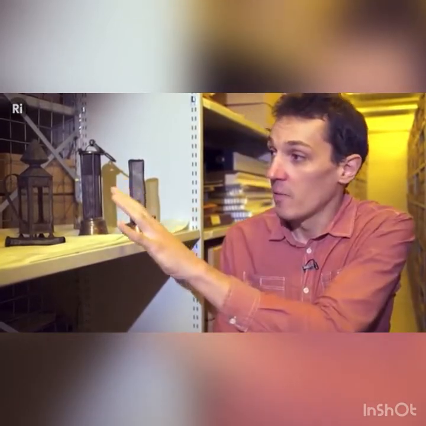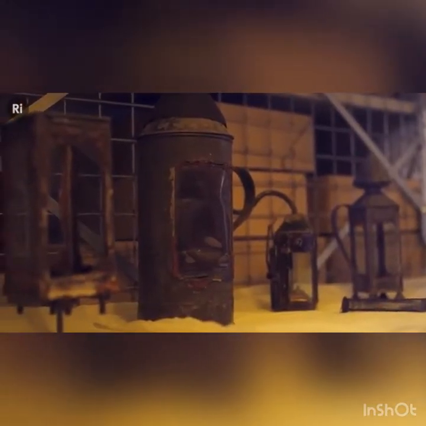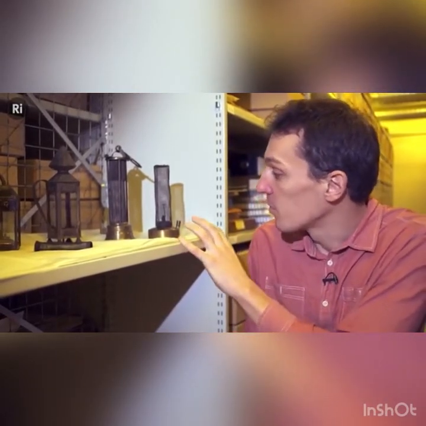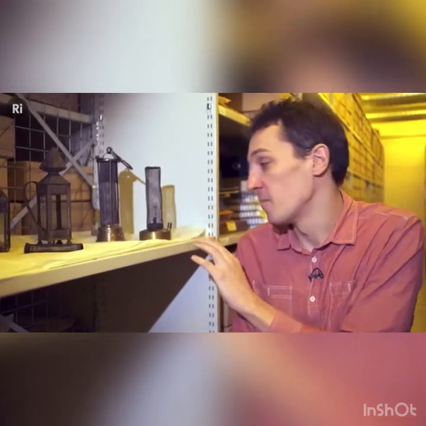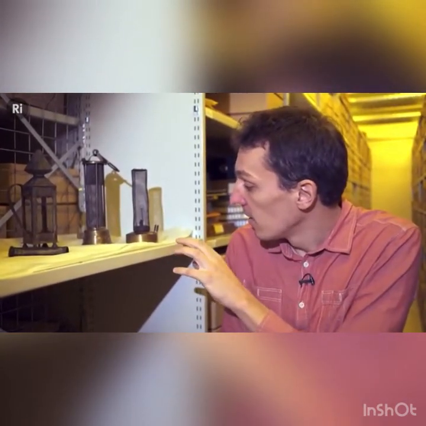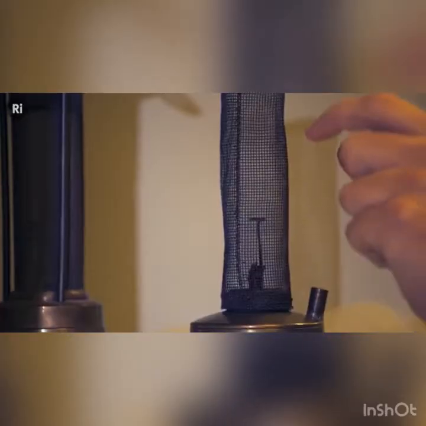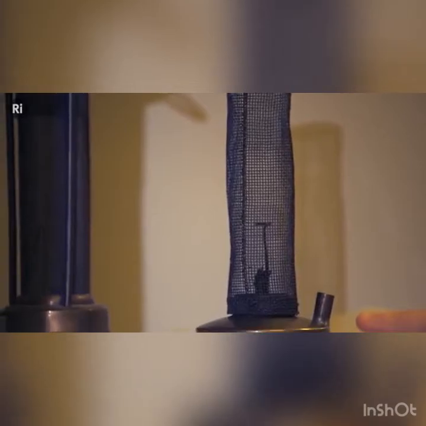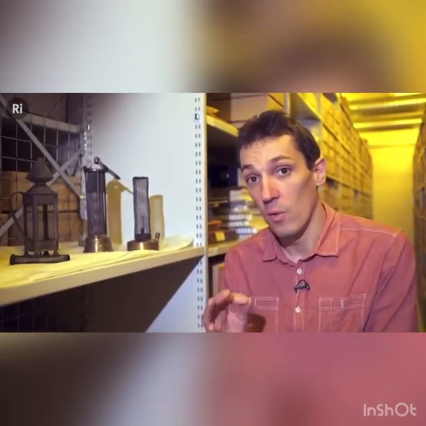So I've come down to the RI's archives to look at some of Davy's early attempts to tackle this problem. Over here we've got some of the prototypes that didn't work quite so well, but then here this is what Davy ultimately came up with. So this is the miner's safety lamp, or the Davy lamp. And you can see that it's a really simple solution to the problem. It's just an oil lamp, the wick enclosed in this cylinder of gauze. And it's the gauze that's doing the work. The gauze is what prevents the flame from igniting the gases in the mines and creating an explosion.